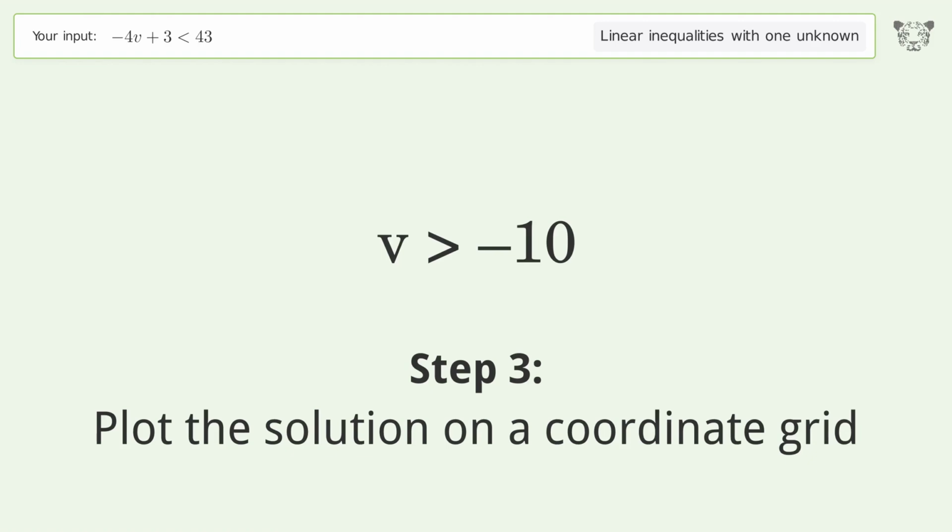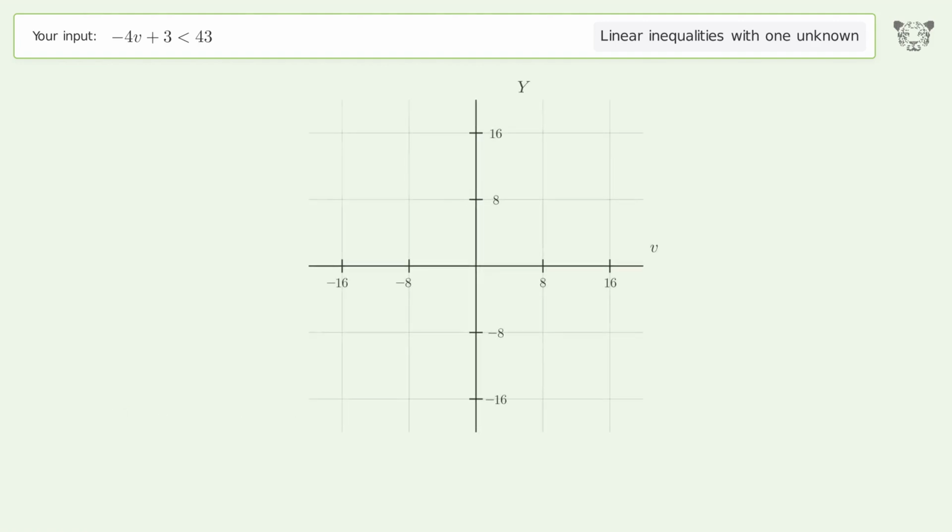Plot the solution on a coordinate grid. And so the final result is v greater than -10.